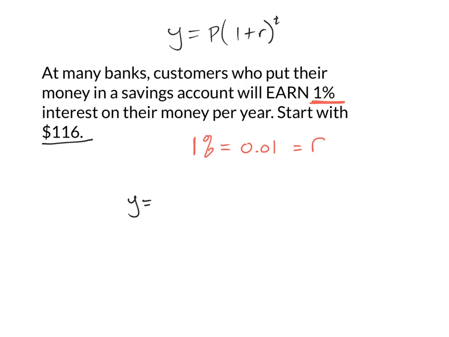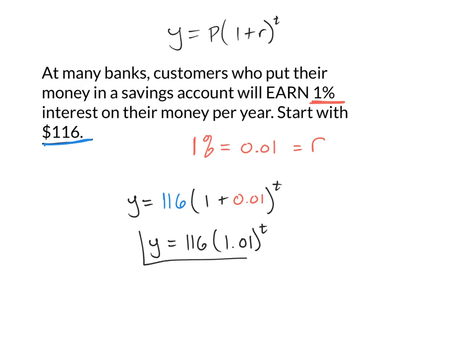Y equals the principal, so 116 times 1 plus my rate, 0.01 to the power of t. Simplify that. Y equals 116 times 1.01 to the power of t. I've essentially looked for my rate, my starting point, and plugged those values in. We always convert our percentage into just a number. No percentages in here.